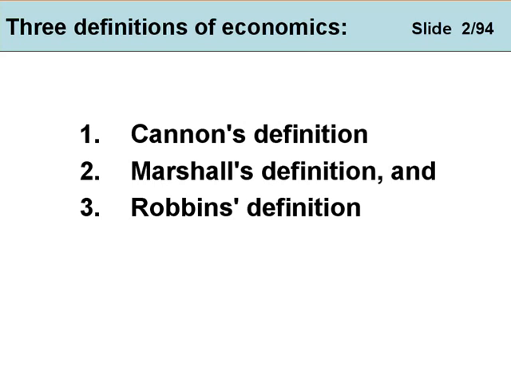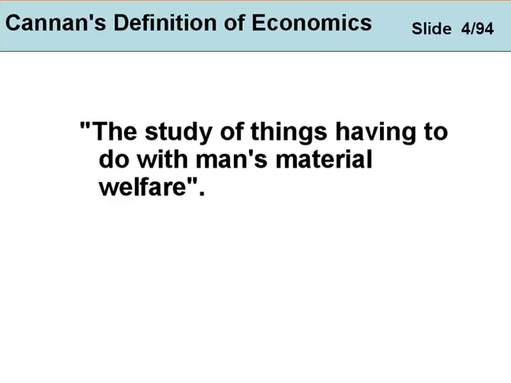The first definition, however, was put forward by a very famous economist of the early part of the 20th century, Canaan, and he defined economics simply as the study of things having to do with man's material welfare. This is a lovely definition, very straightforward, very simple, gentle definition. Unfortunately, there are holes in the definition, there are problems with the definition.